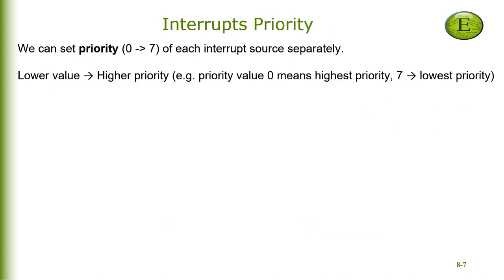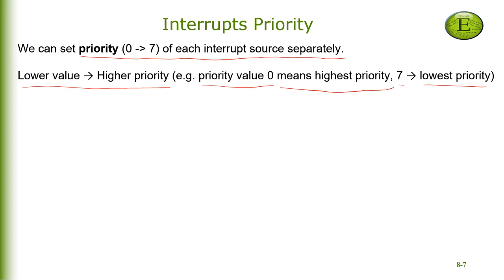Now we discuss the concept of interrupt priority. There is a 3-bit field, to be explored later, that sets the priority of each interrupt source separately. With 3 bits, we can assign 8 interrupt priority levels from 0 to 7. The most important thing to understand is that the lower value corresponds to the higher priority. For example, a priority value of 0 means the highest priority, whereas a priority value of 7 means the lowest priority. This is one of the most important things you should always keep in mind: the priority value is inversely proportional to the actual priority.